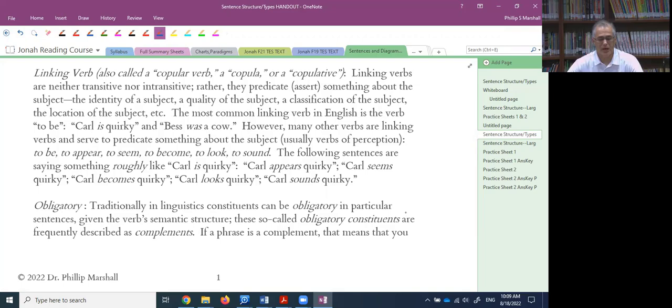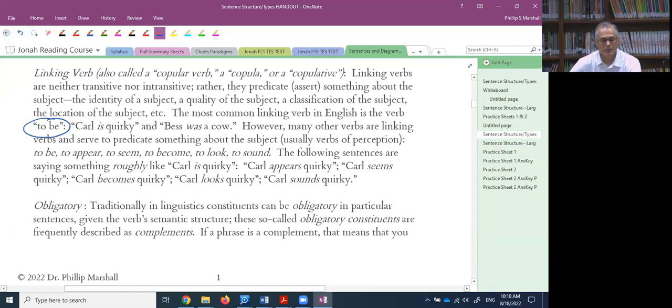So the most common linking verb in English is the verb to be, and all its attendant forms: is, are, was, were. Okay, so Carl is quirky. I'm predicating something about Carl, and this is a predication of his quality, right? Carl is quirky. Bess was a cow. Here I'm classifying Bess. I'm telling you what category Bess belongs to. So Bess was a cow means Bess was in the category of things known as cow.